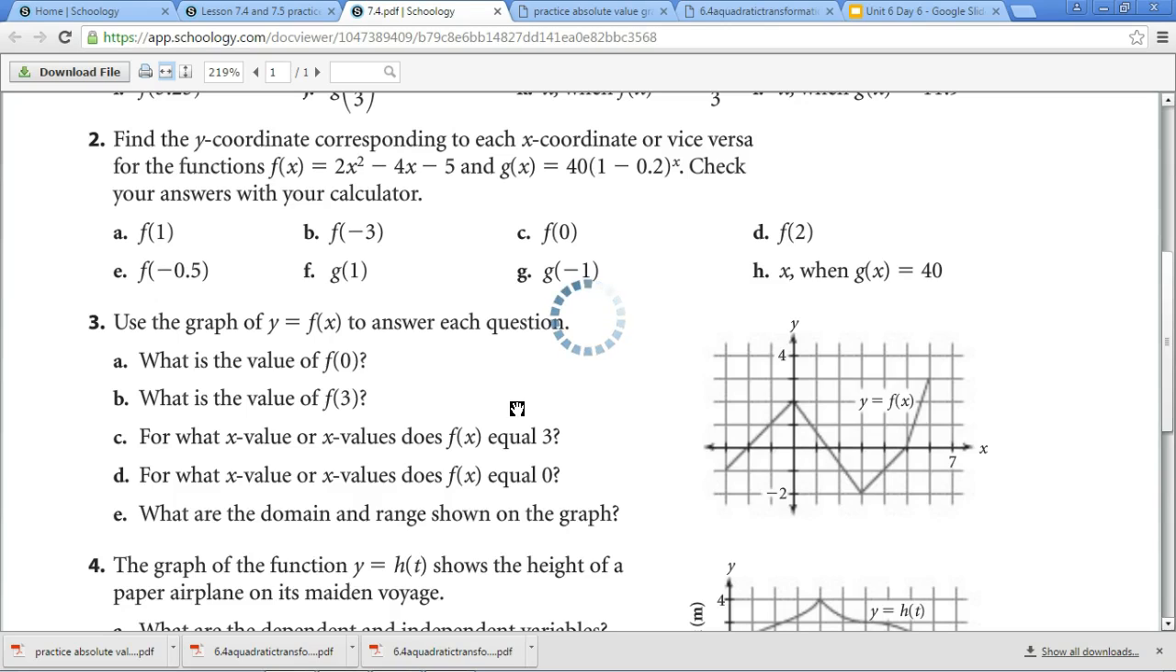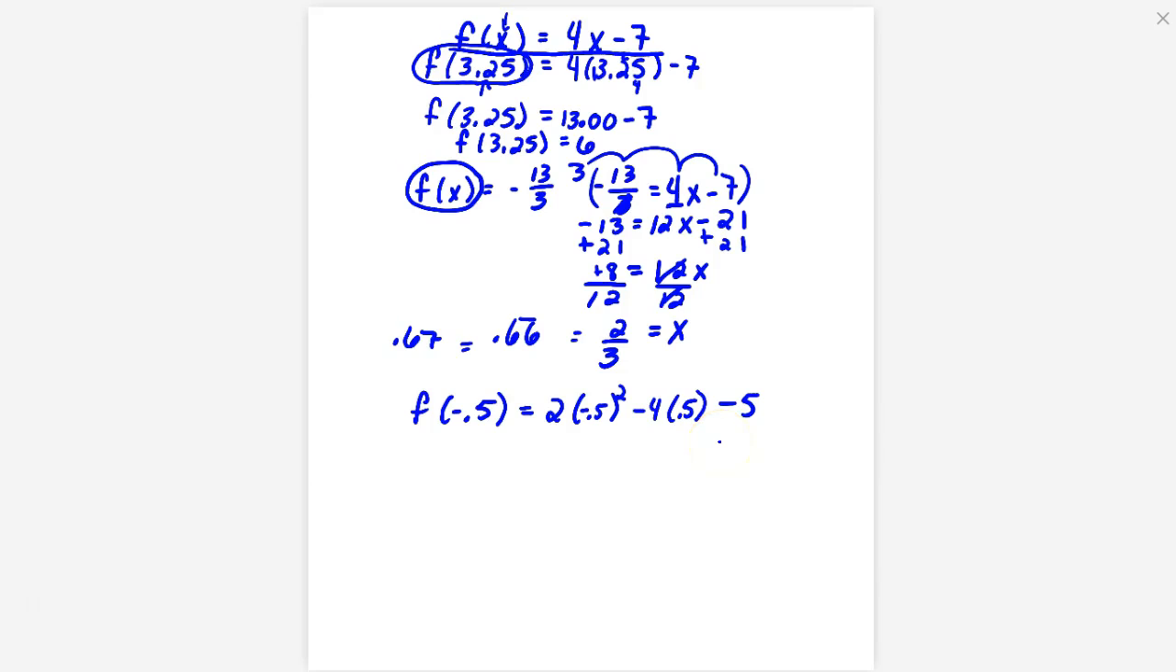If you look at f of x, a good one is to look at a negative number. Let's do f of negative 0.5. Okay, and I'm just writing it down while I'm talking to you. f of x equals 2 times negative 0.5 squared minus 4 times 0.5 minus 5. Okay, I wrote it down at the bottom there.